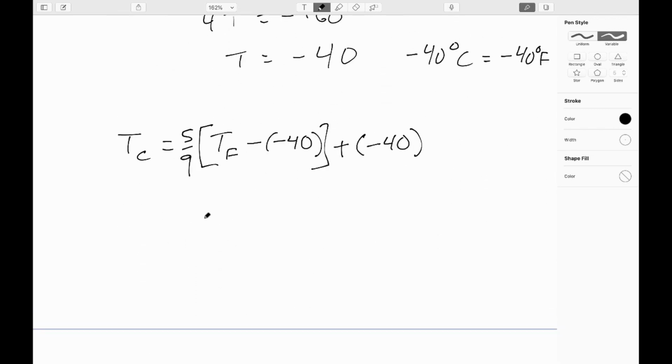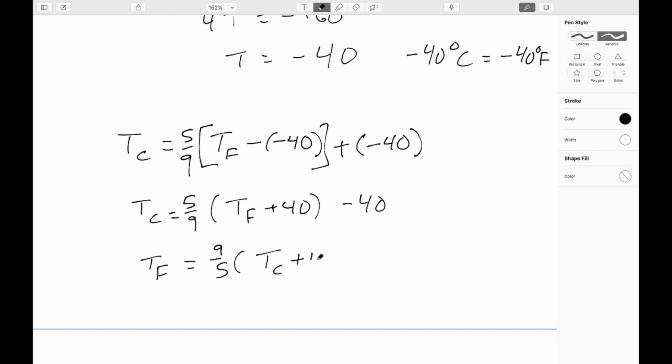So if I clean up the algebra just a little bit, I can write that the temperature in Celsius will be 5/9 of the Fahrenheit temperature plus 40, minus 40. And if you do this again, going the other way around, it's exactly the same logic, except instead of 5/9, you have 9/5. So if you need to go from Celsius to Fahrenheit, you can say the Fahrenheit temperature is 9/5 of the Celsius temperature plus 40, minus 40. So maybe that's an easier way to remember it.